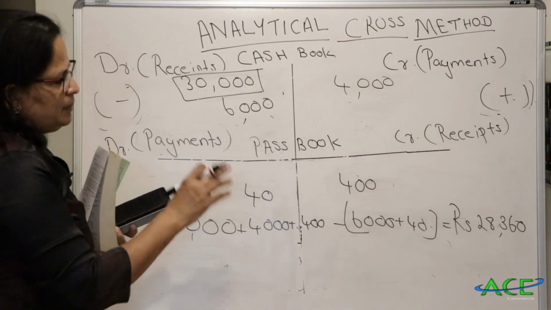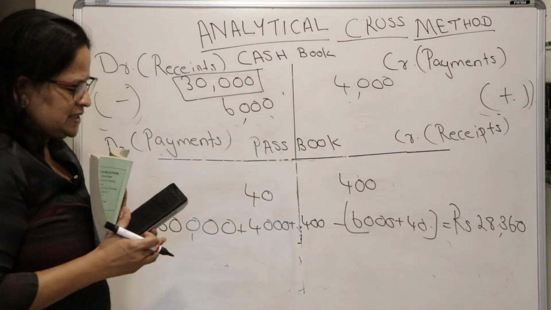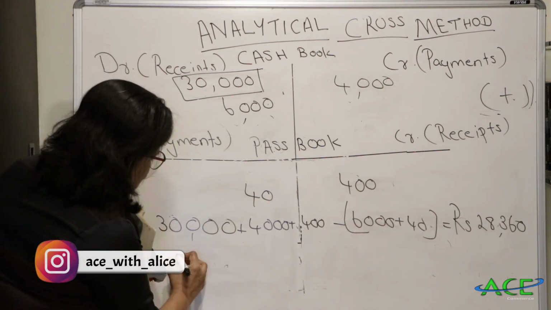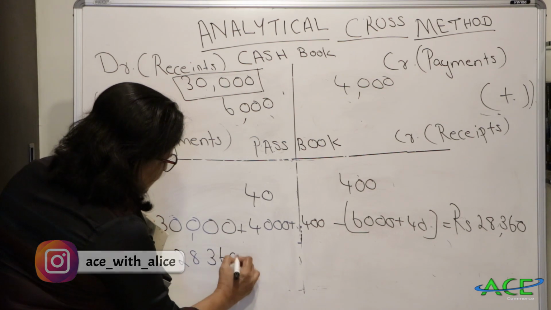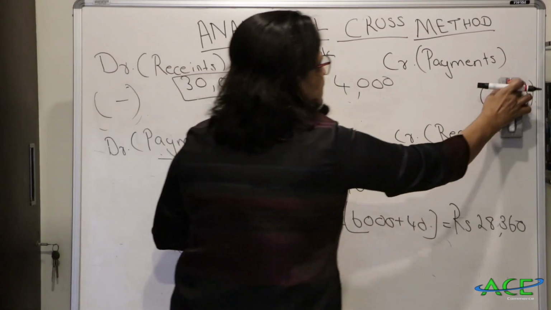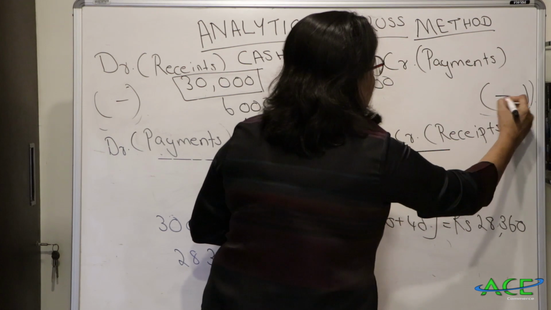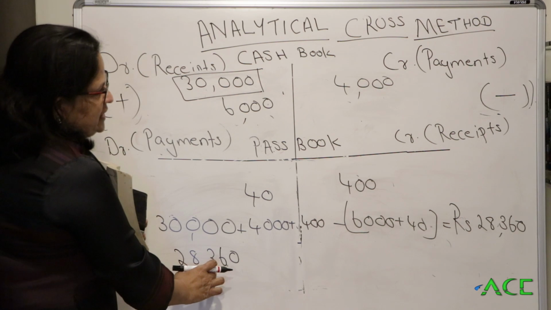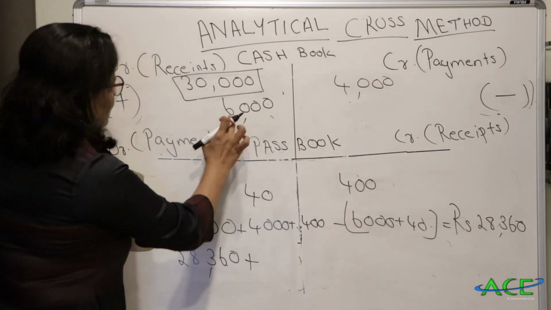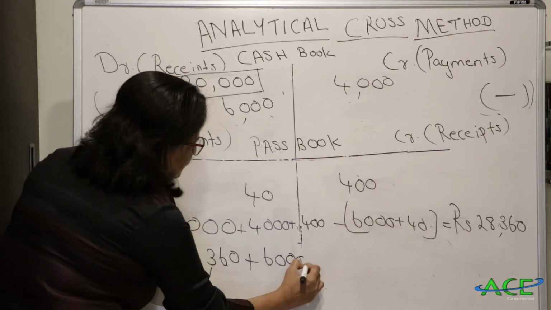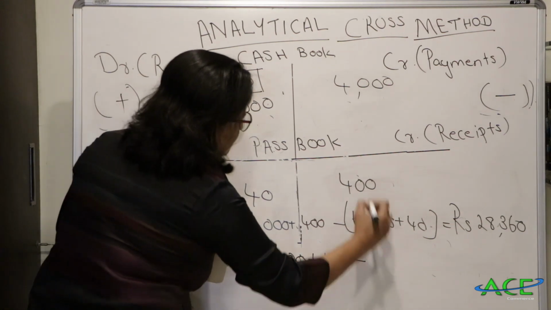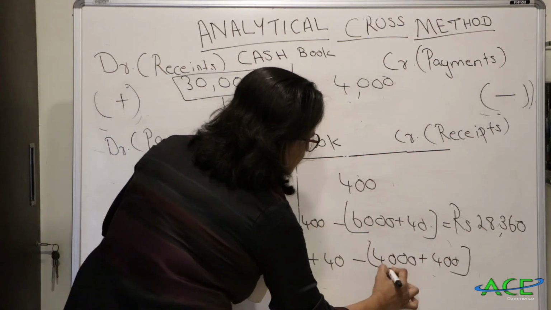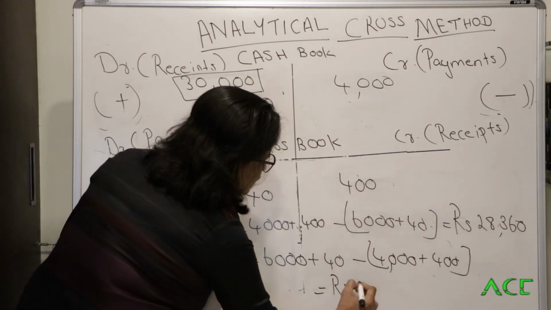Now if you want to do the same analytically, only the signs you have to change. From the passbook balance you want to get the cash book balance. 28,360. So this is the value you are starting with. So the signs you have to change. Here it is minus and here it will be plus. So 28,360 plus these values 6,000 plus 40 minus 4,000 plus 400. So the value will be 30,000.